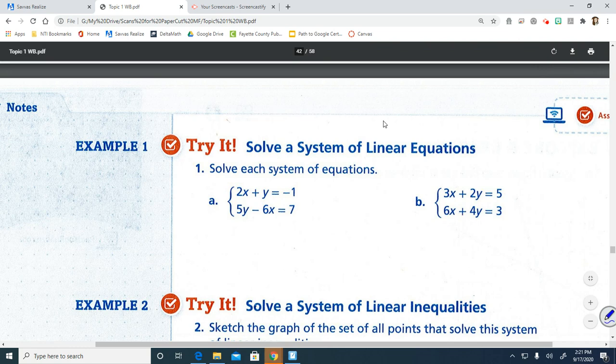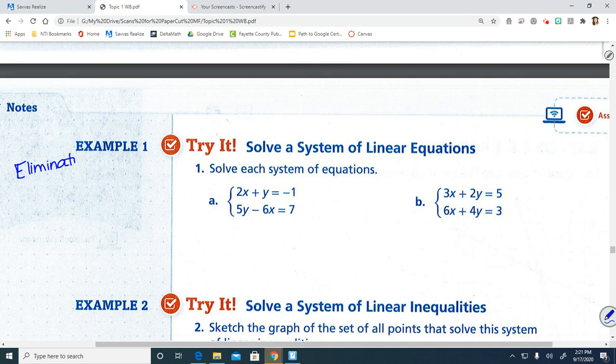Okay, so now let's talk about elimination. For elimination to work out, the first thing that you need to do is you need to stack your equations. So when I say stack your equations, I mean you want the x's to be over the x's, the y's to be over the y's, the equal signs over the equal signs, and the constants over the constants. So everything needs to be added, or stacked.